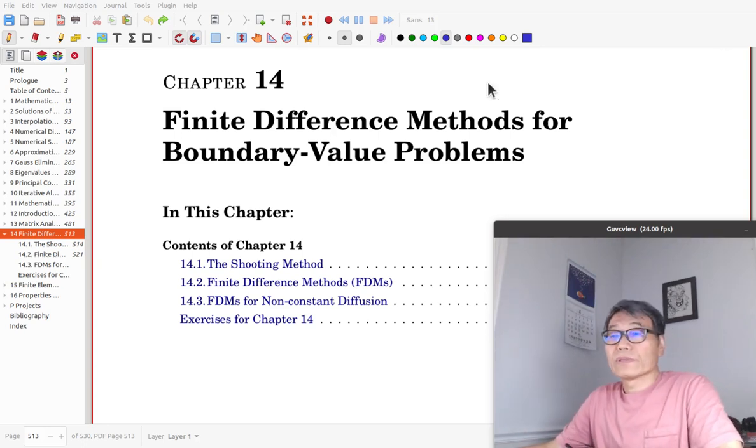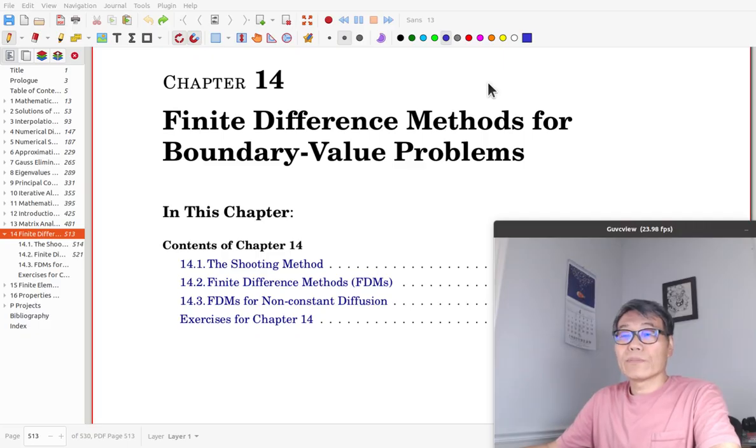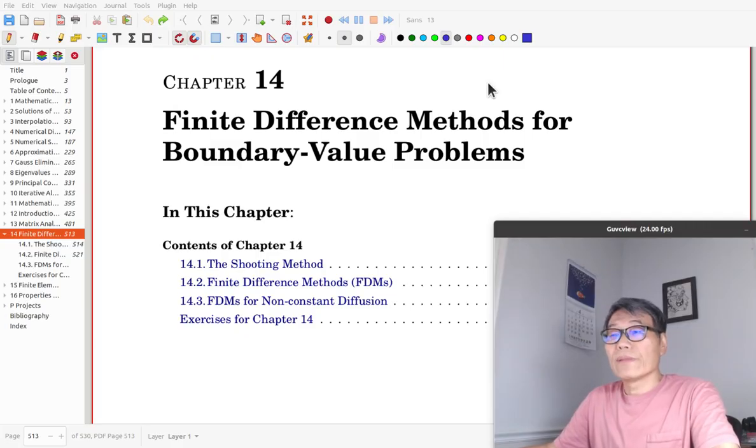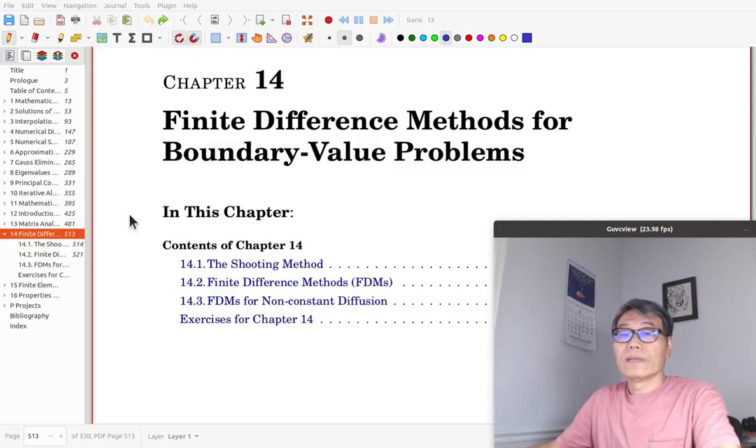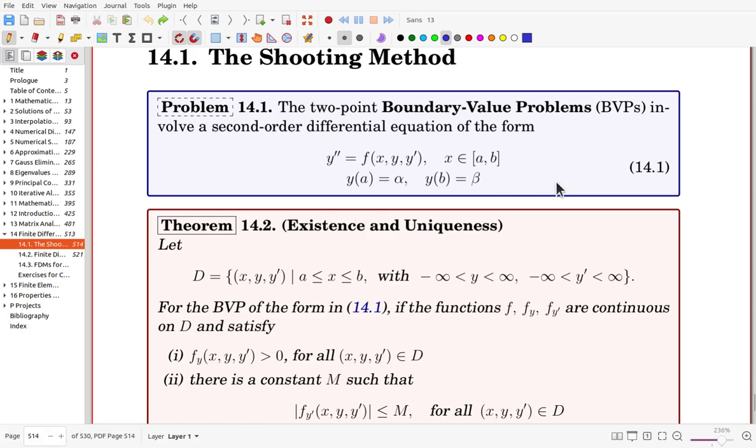Now it is chapter 14. Finite difference methods are traditional numerical methods for solving partial differential equations, PDEs. In this chapter, we'll study those methods for boundary value problems defined on the one-dimensional space. Let's go to the first section. We'll begin with some theory on the boundary value problems.